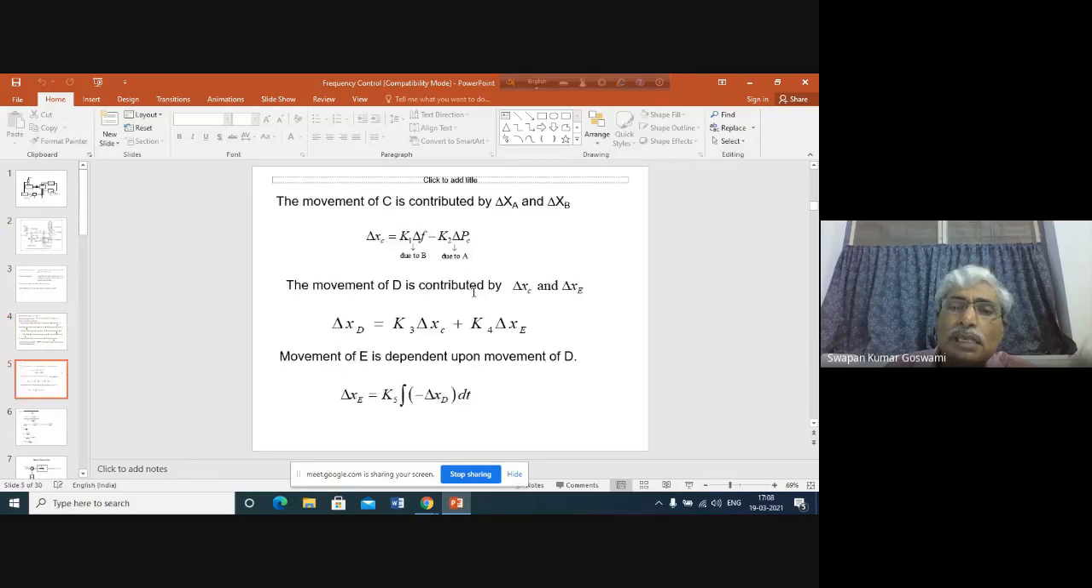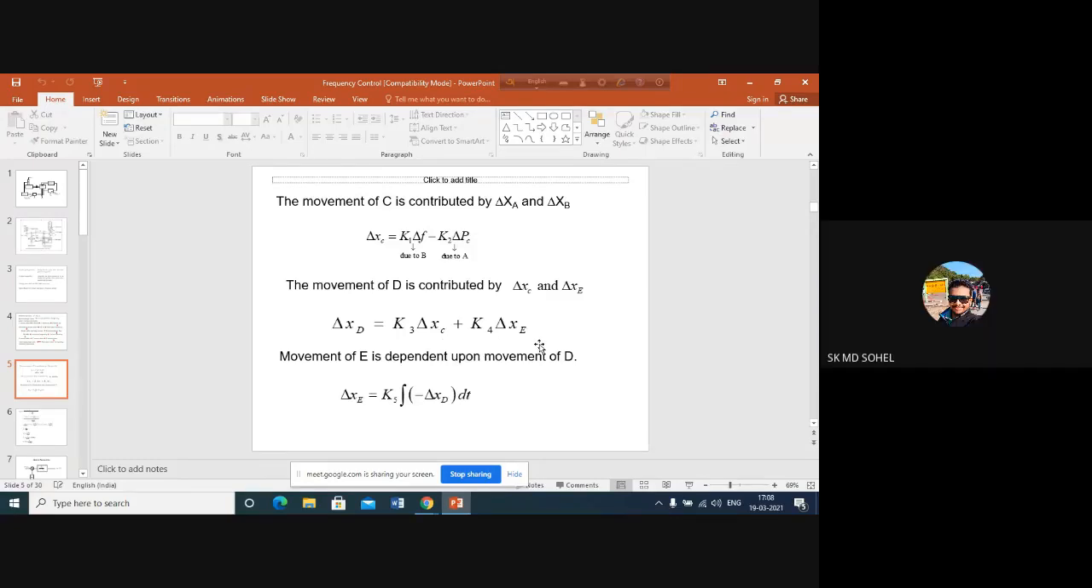So let us write this in this form: delta XD equals K3 times delta XC plus K4 times delta XE. Obviously, delta XD will not be equal to delta XC plus delta XE. The movement of D depends upon these movements, so there will be some proportionality constants. So delta XD is equal to K3 times delta XC plus K4 times delta XE. Is it clear? Could you understand? Yes, sir.